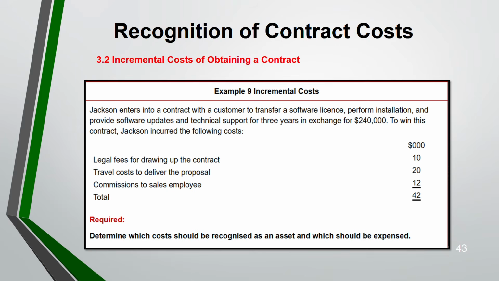Okay. Now, example 9. This is about incremental cost. So once again, it's about Jackson. It's about the four things: license, installation, software updates, and technical support for 3 years in exchange for 240. These are the costs. You have to determine which cost they should recognize as an asset and which should be expense. First is legal fees for drawing up the contract, travel cost to deliver the proposal, and then the commission to sales employee.